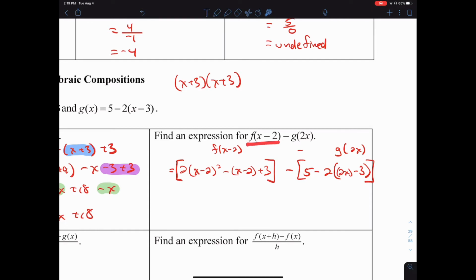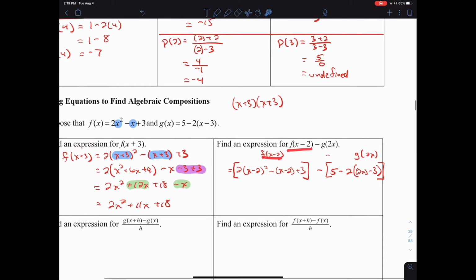F of x minus 2 means that we take this function f, so it's 2 times x minus 2 quantity squared, minus x minus 2 in parentheses plus 3. Got it. These brackets signify this is function f. Are they mathematically needed to do this problem correctly? No.